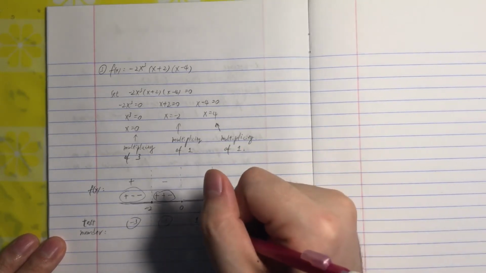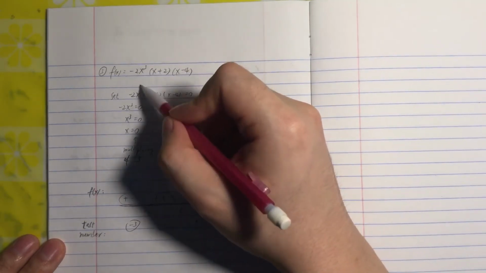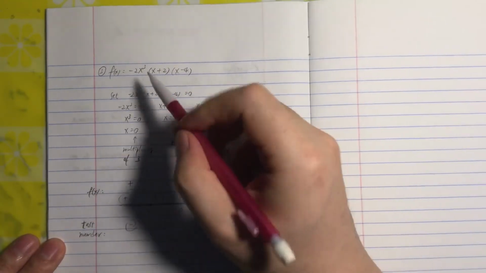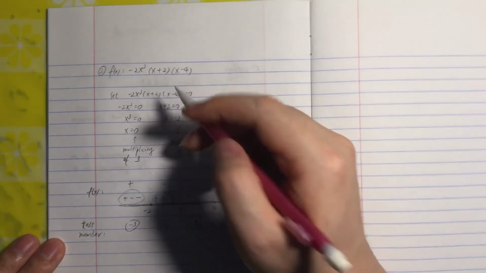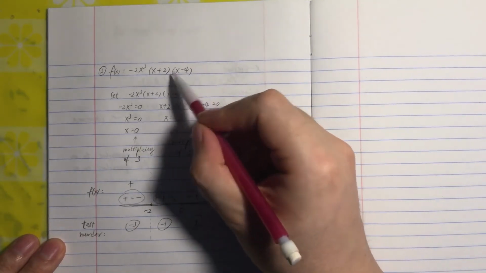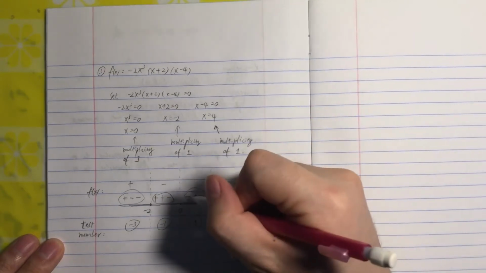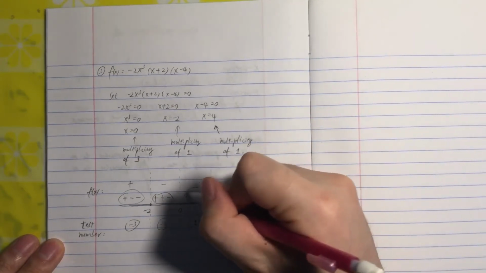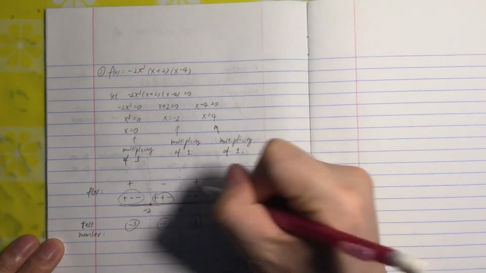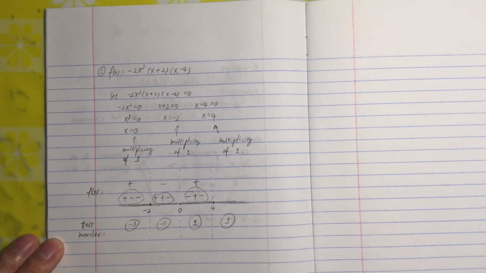Next, plug in 1. If I plug in 1 here, 1 to the power 3 is 1. 1 times negative 2 is negative. 1 plus 2 is 3, which is positive. 1 minus 4 is negative 3, which is negative. Then multiply. Negative times positive is negative, and negative times negative is positive. If there is an even number of negative signs, the product is positive.